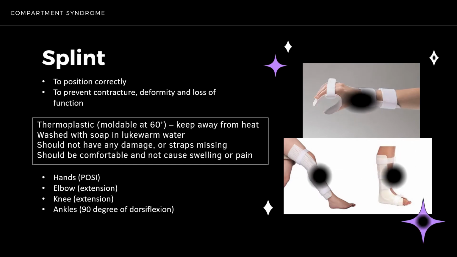The first occupational therapy intervention is splint. Splint is a custom-made medical device used to treat orthopedic problems. The aim of the splint is to position correctly. Second, to prevent contracture, deformity, and loss of function. So, here is the example of the type of splint that will be provided according to the injury.